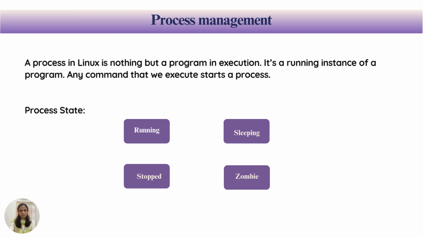Now we have process management. In Linux, a process is nothing but a program in execution. We have two types of processes, foreground processes and background processes. Foreground processes need user interaction to run, such as some office processes, and background processes don't need any user interaction to run, such as some antivirus processes. We have four process states. Running means it is running and ready to run. Sleeping is when it is waiting for a resource to be available. Stopped is when it receives a stop signal. And zombie means the process is dead.